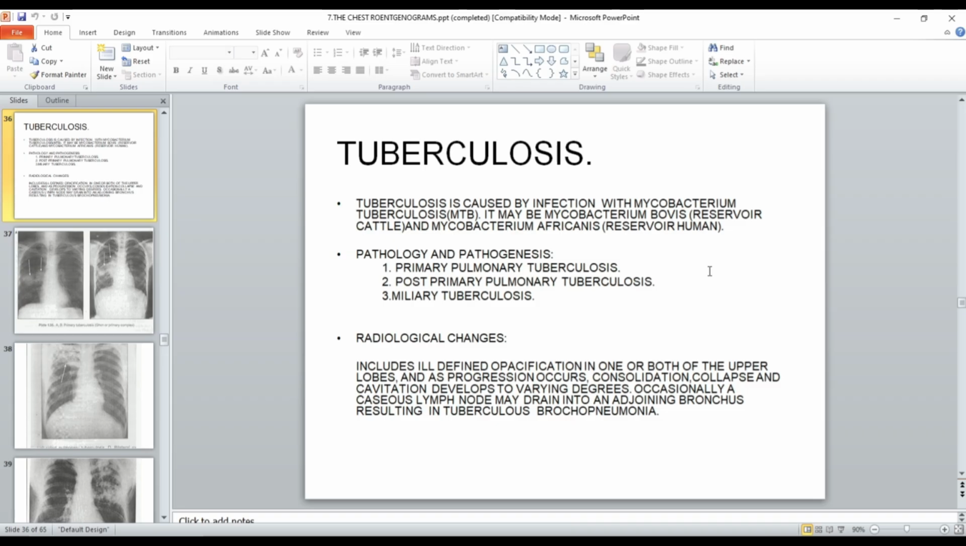The bacteria typically settle in the middle and lower lobe, forming a localized area of inflammation called Ghon's lesion. The combination of this lesion and enlarged unilateral hilar lymph nodes is known as Ghon's complex. Sometimes a small amount of pleural effusion is also present.